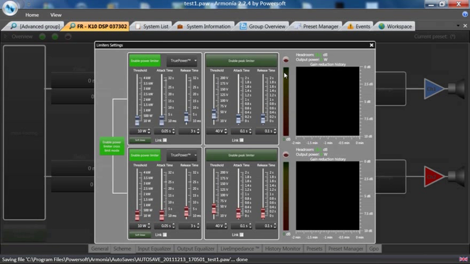This shows real-time limiting, and this is a 2-minute window to help you set up these limiters. The bottom is channel 2. We have a cross link mode, so if you had a bi-amplified box, both the low and the high would limit together if this box is checked and they are both enabled.